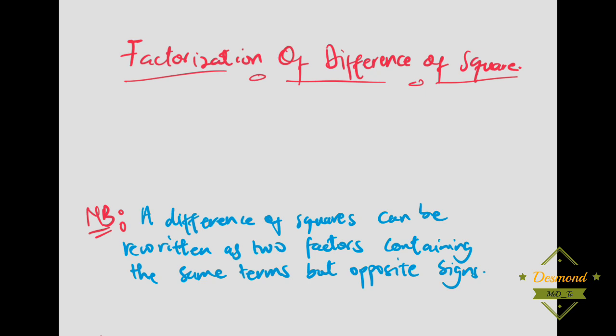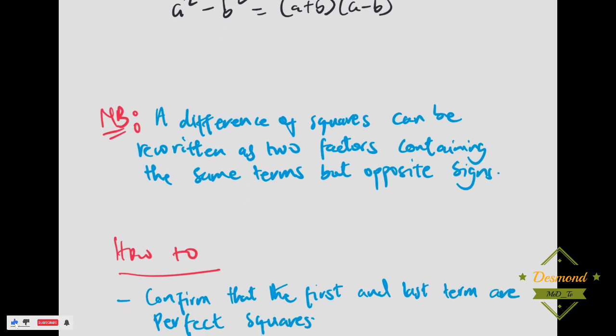That is, when you have a squared minus b squared, it should be equal to a plus b multiplying a minus b. So we can use this equation to factor any difference of squares. Note that a difference of squares can be rewritten as two factors containing the same terms but opposite signs, which is, a squared minus b squared, which I wrote earlier, should be equal to a plus b multiplying a minus b.